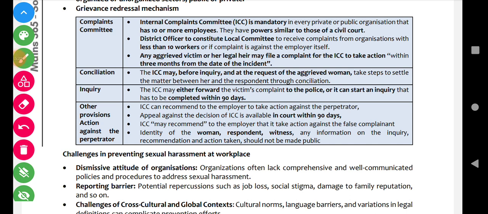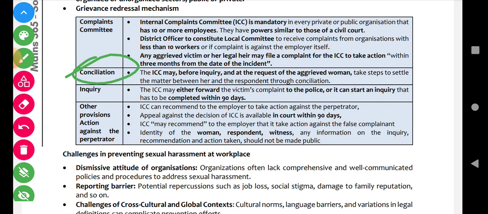And the district officer constitutes a local committee to receive complaints from organizations with less than 10 workers. Yes, if fewer than 10 workers are working in a company, then the district officer constitutes a local committee, also if the complaint is against the employer itself. Any aggrieved victim or her legal heir may file a complaint for the ICC to take action within 3 months from the date of the incident.